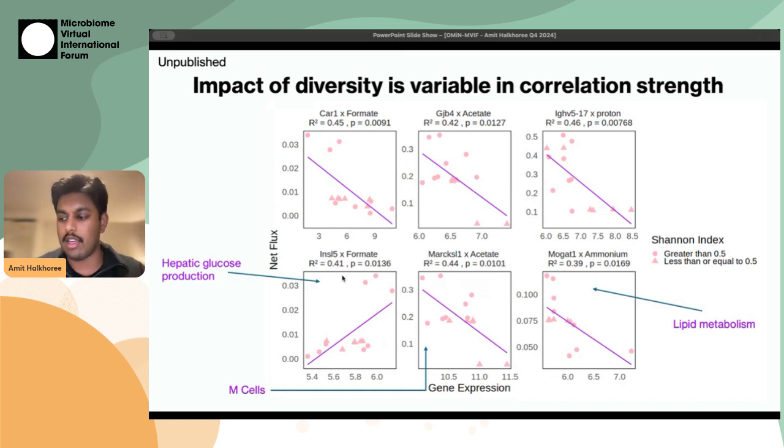So looking at this insulin-like sensor, this is really linked with hepatic glucose production. And this MARCKSL1 is actually quite linked with M cells. M cells are often found in gut-associated lymphoid tissue, so the Peyer's patches. So it's really interesting that this is linked with acetate. And finally, we've seen this Margit1 linked with ammonium. So again, this is linked back to lipid metabolism, so all processes that occur in the liver, in the ileum, sorry. So it's something we can take forward and investigate further.